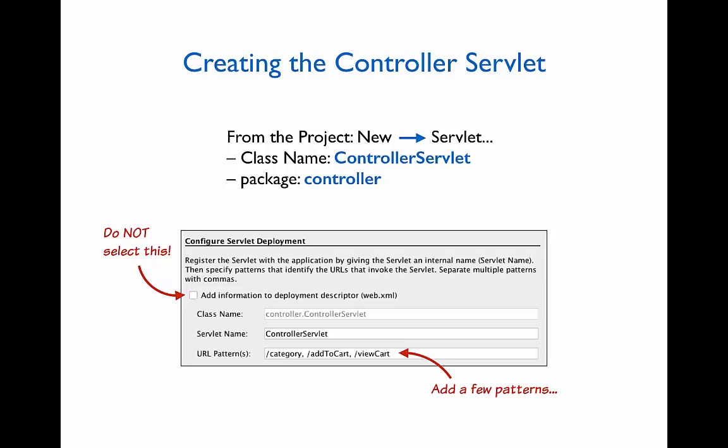To create a controller servlet in NetBeans, we just create a new servlet. We'll name it ControllerServlet and place it in the controller package. When we are configuring our servlet, we're going to add a few URL patterns to the servlet, like /category, /addToCart, and /viewCart. These correspond to specific events that the user can trigger while using our application. We're not going to put all of the events here. We'll save the rest for the code itself.